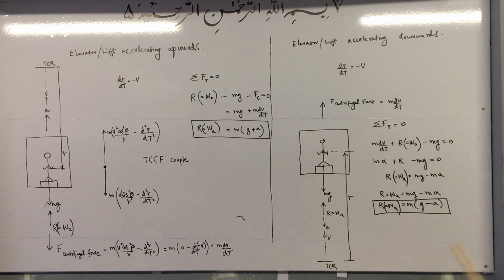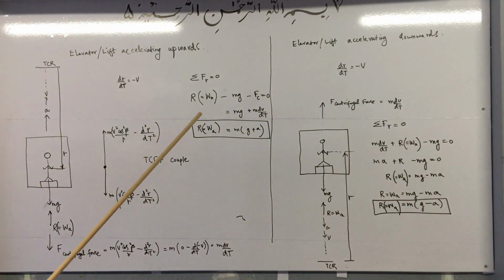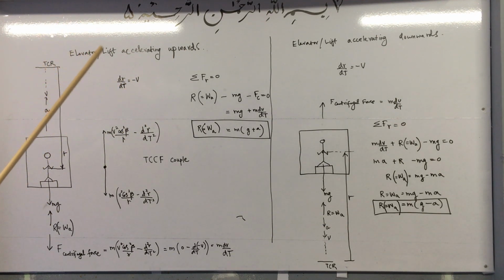In this video, I will derive the expression for the apparent weight of a weighing machine inside a lift or elevator going up or going downwards. Okay, let's start. First, we will consider the case of the elevator or lift accelerating upwards.